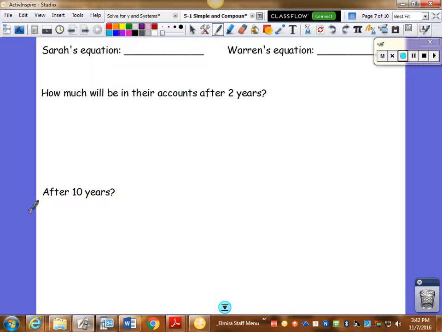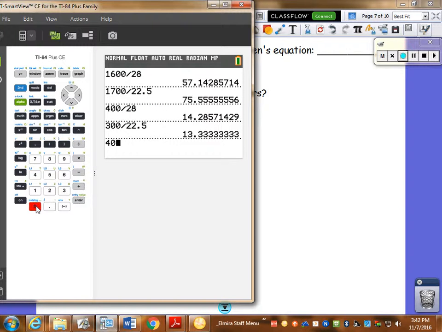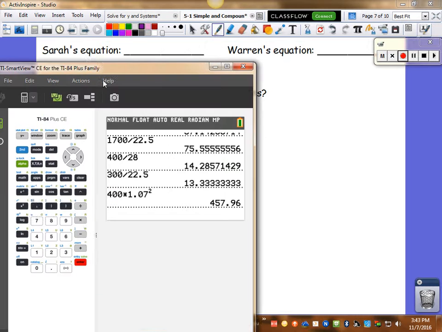Alright, how much will be in their account after 2 years? Here again, we're just going to type in or write down P of 2 equals 400 times 1.07 to the 2 power. So I'm just going to type that in. 400 times, I've got to be really careful and watch this calculator because it's typing in extra values, 1.07 to the 2 power. Okay, 457.96.